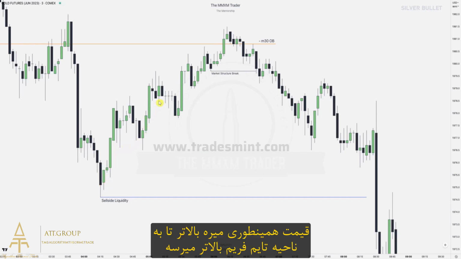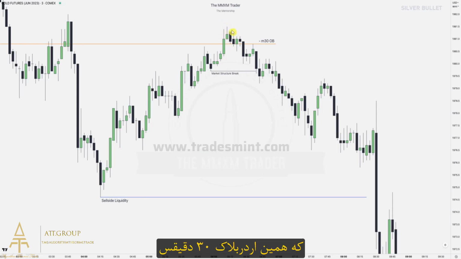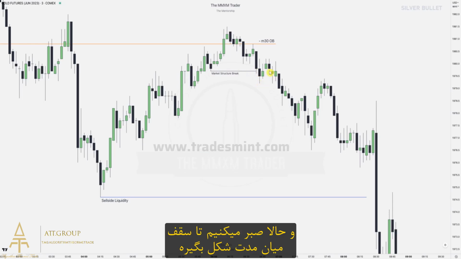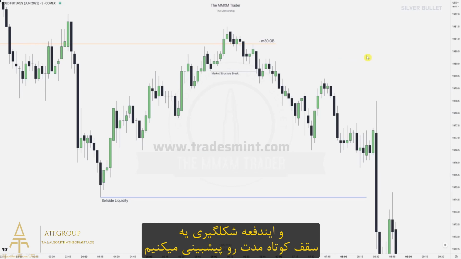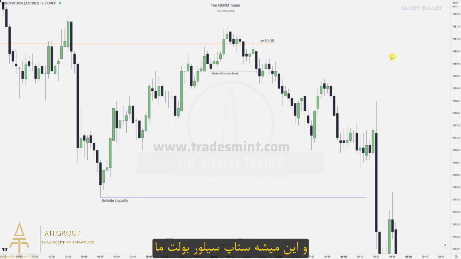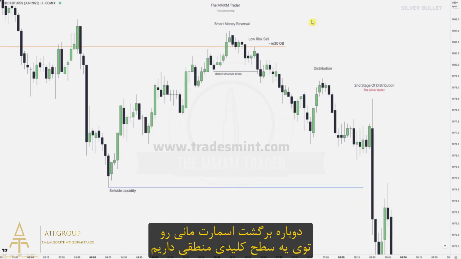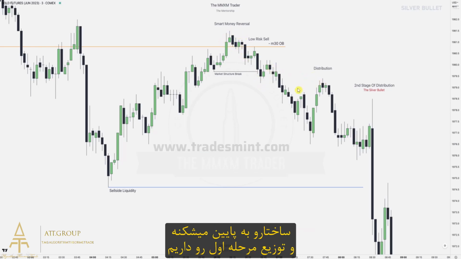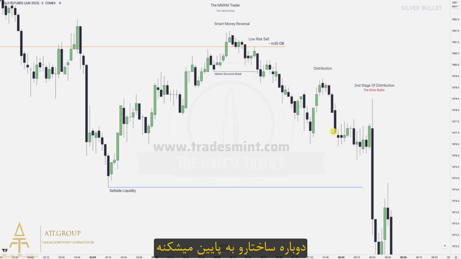Price keeps going up and up and up until we go into that higher time frame POI, which is that 30-minute order block, right? Market structure shift to the downside over here, and now we need to wait for that intermediate term high to form, and this time we're going to anticipate a short-term high forming next to it, and that will be our silver bullet, right? Smart money reversal, again in a logical key level, breaking down structure, distribution phase number 1, breaking down further, and then the silver bullet will form.